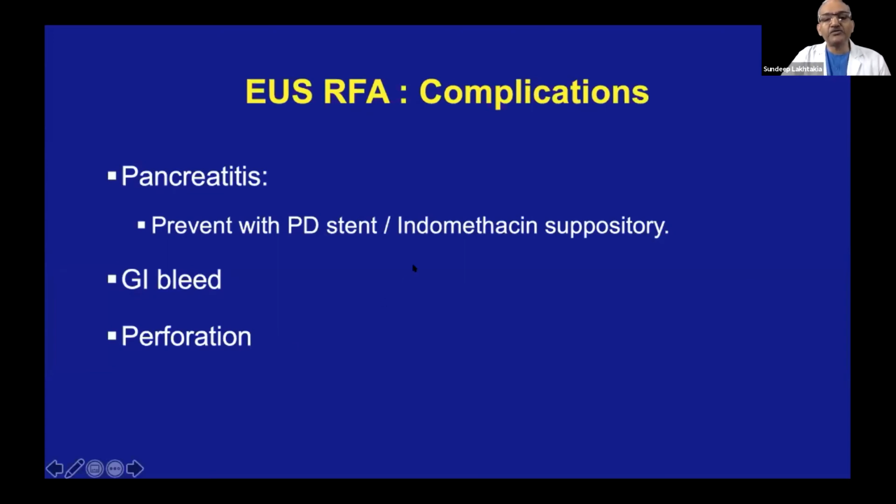And some people also use indomethacin suppository, the French group. GI bleed is quite common, especially if you go through a vessel, because now you're burning the vessel wall, not just puncturing it. And third is the perforation. All have been described in literature. And so avoiding the blood vessels is important, except the tumor vessels which are within the lesion.